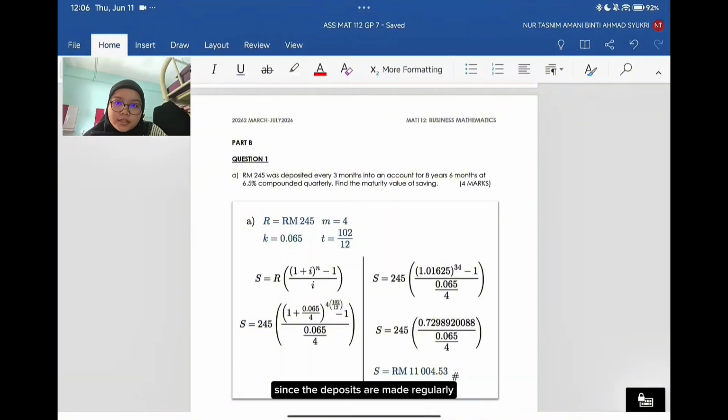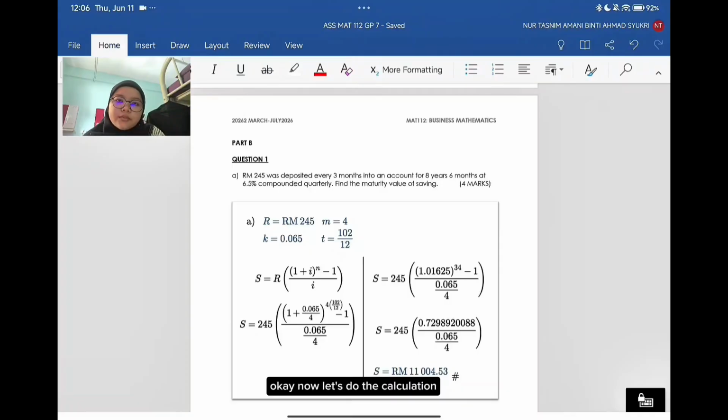Since the deposits are made regularly, I use the future value of annuity formula, which is S equals R times ((1 plus I) to the power of N minus 1) per I. Next, I substitute all the values into the formula and perform the calculation. Okay, now let's do the calculation. So S equals 245 times ((1.01625) to the power of 34 minus 1) per (0.065 per 4).